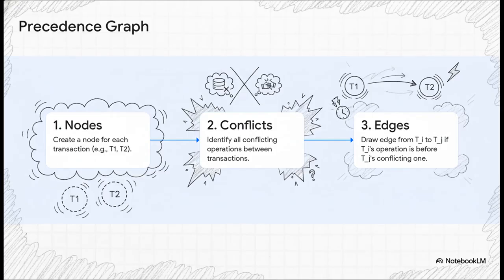Now, to really see what's going on, we can draw a picture of these conflicts. It's called a precedence graph, and it's a super simple 3-step recipe. Step 1, make a little circle or a node for each transaction. So one for T1, one for T2. Step 2, find all those conflicts we just talked about. And finally, step 3, if T1 does something that conflicts with T2, and T1's operation came first, you draw an arrow from T1 to T2.